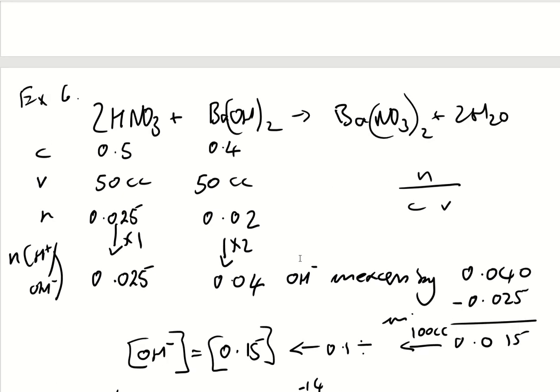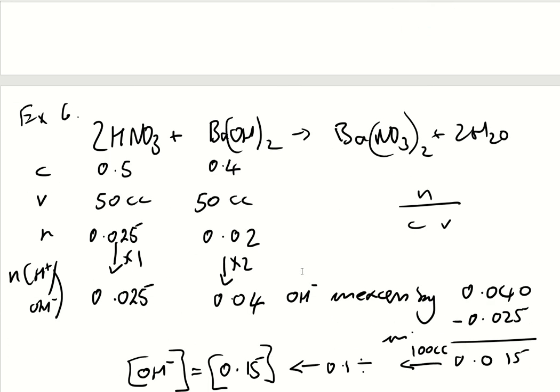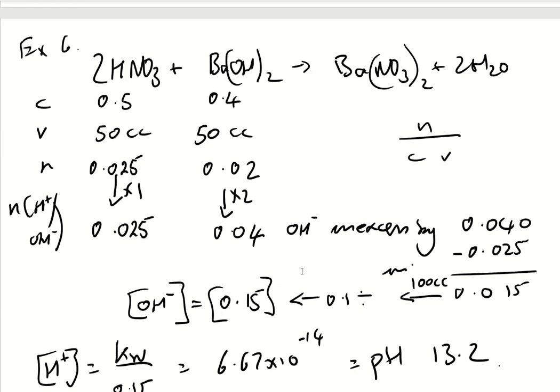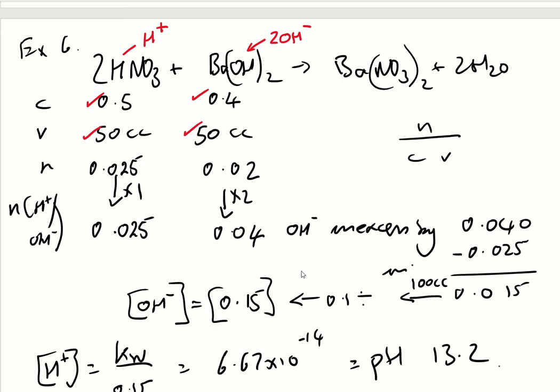Right, I think this is the last example that I'm going to do here. There's lots of these, as I said, in your notes. So let's have a look. We have nitric acid, which is monoprotic, so the moles of nitric acid will equal the moles of hydrogen ions. Barium hydroxide, however, the moles of barium hydroxide will only be half the moles of hydroxide ions, so I need to double them. Concentration of each is given by the examiner at 0.4 and 0.5. The volumes are both 50 cc.